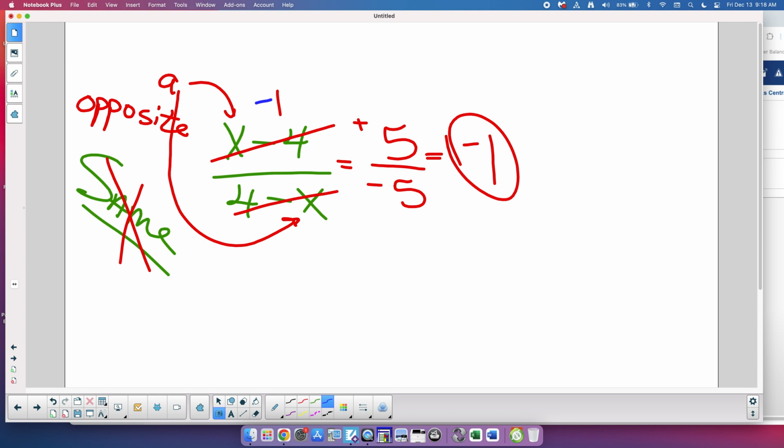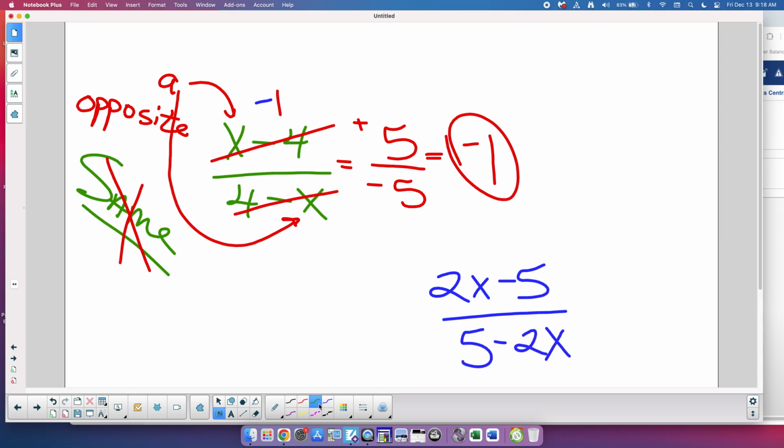So tell me the opposite to this one. Ready? What's the opposite to that? 2x minus 5. 5 minus 2x, he says. You know how you do this? You just go, hey, look, the 5 is negative here, the 5 is positive. Hey, the 2x is positive, here the 2x is negative. As long as everything's opposite, you're staring at opposites.